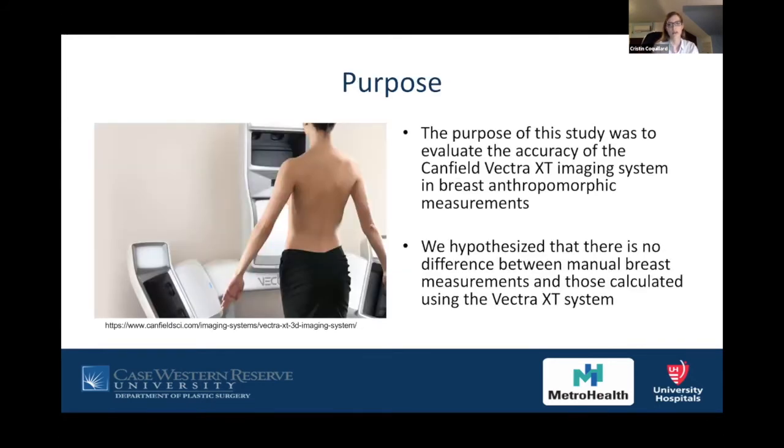So the purpose of our study was to evaluate the accuracy of the 3D imaging system we happen to have at our center, which is the Canfield Vectra XT system, in breast anthropomorphic measurements. And we hypothesized that there is no difference between the manual breast measurements we took in clinic versus those calculated using the Vectra camera and software system.